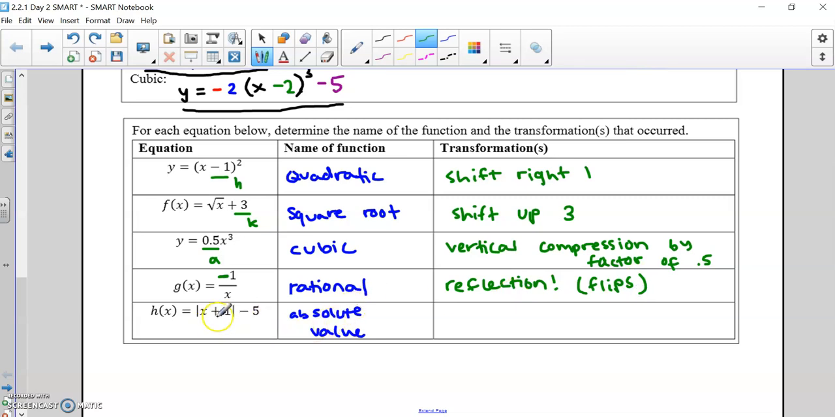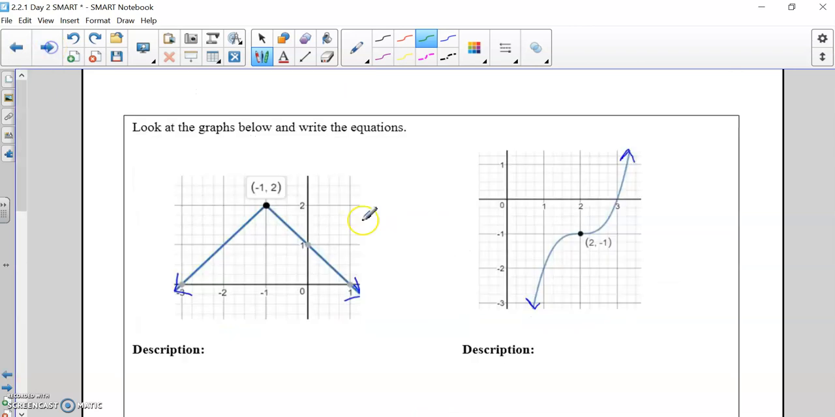All right, and last here we have an h, and we have a k. That means we have horizontal and vertical movement. +1h means a left shift. We move left by 1, and a -5k means we move down by 5. All right, so that is how we describe transformations. It really is nothing new, really, compared to what we've been doing with parabolas.